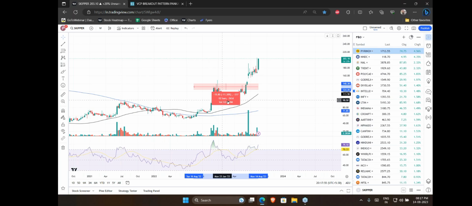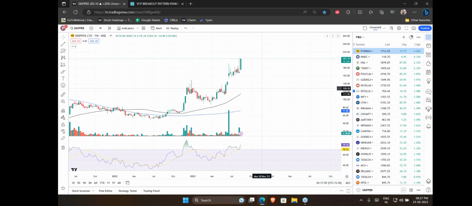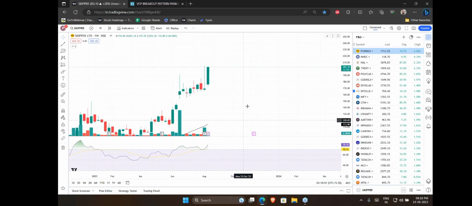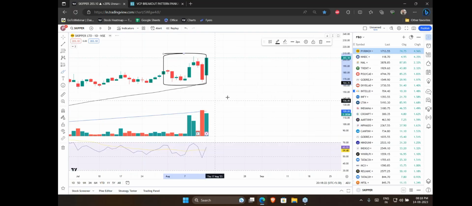Now tell me which is the maximum. Is this the maximum? This candle is having the maximum high value, that is 205. Okay, let's move on to daily time frame.